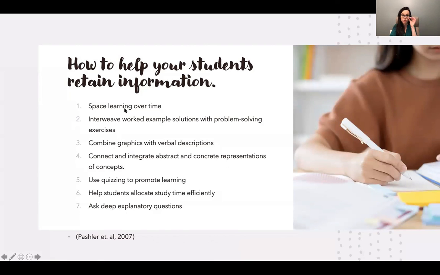But these 7 things, this is what makes learning stick. This is what it takes. So spaced learning over time is what I just talked about. You're able to talk about it once, bring it back up in a couple weeks, bring it back up in a month or two, and then a cumulative exam. That means they're probably going to retain it.